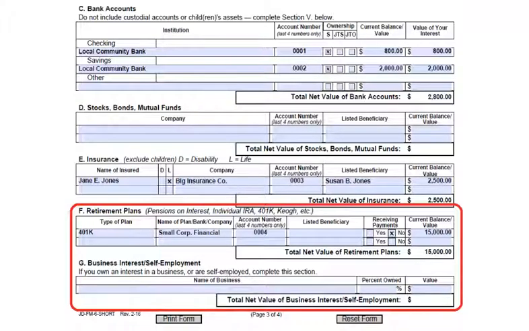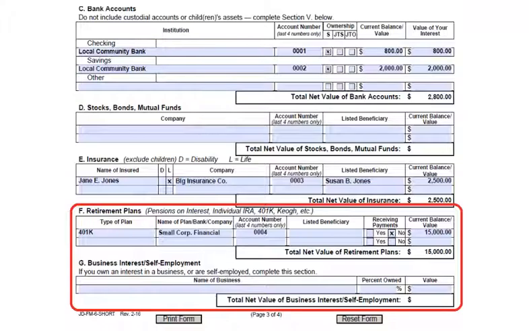Next is Part G, Business Interest Self-Employment. You only need to enter information in this part if you own all or part of a business or if you are self-employed. If neither of these 2 factors apply to you, you can skip this part. In the first column labeled Name of Business, enter the name of the business owned or that you run. In the next column, Percent Owned, enter what percentage of the business is yours. If you are self-employed, you own 100%.